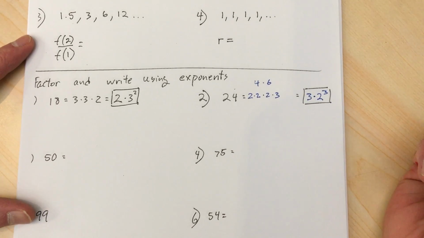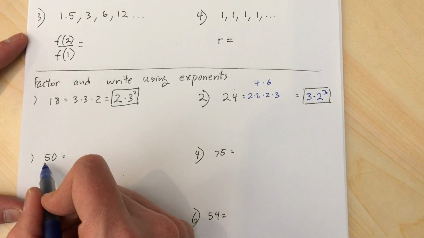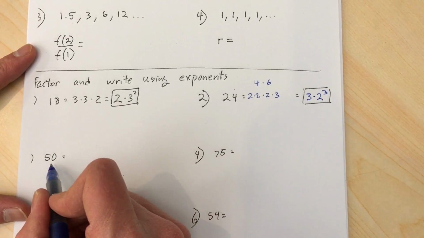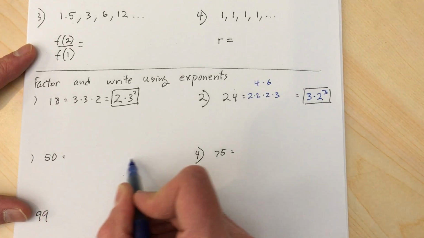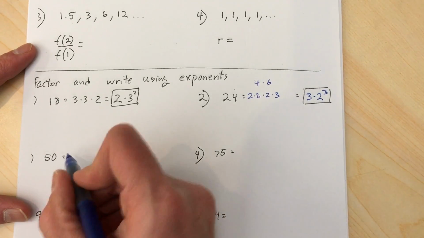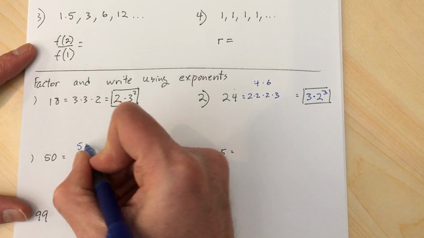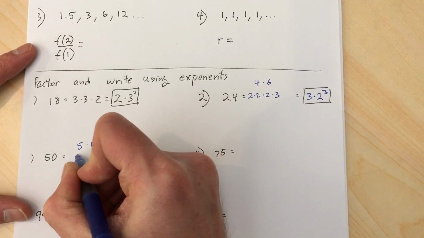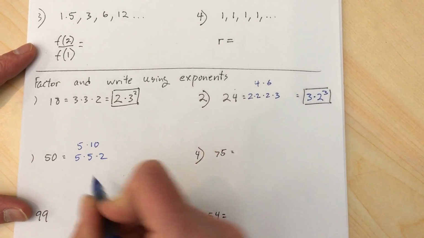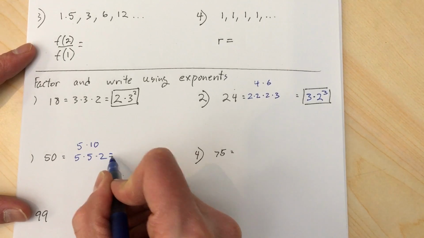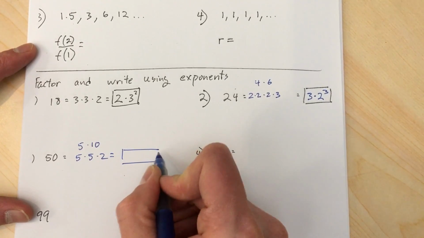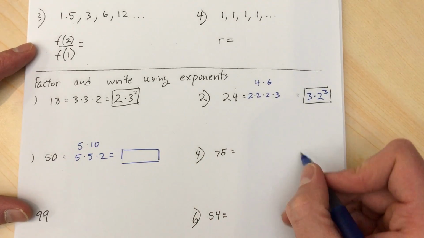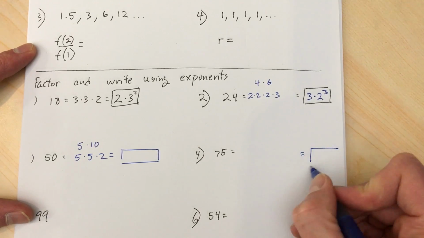For the third one, I'm going to let you do the last part of it. So 50 is 5 times 10, but 10 is 5 times 2. And so this is going to be, you fill in the blank there. Same thing with this one. What's going to be your final answer there?